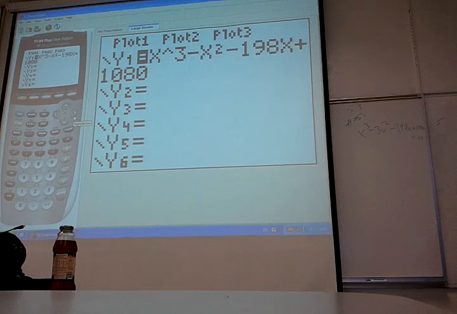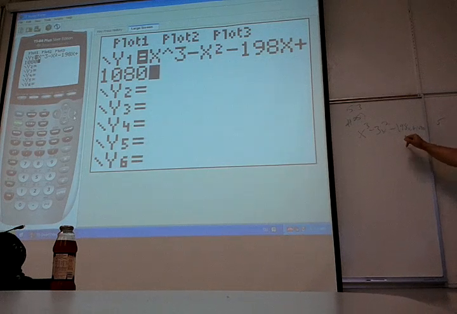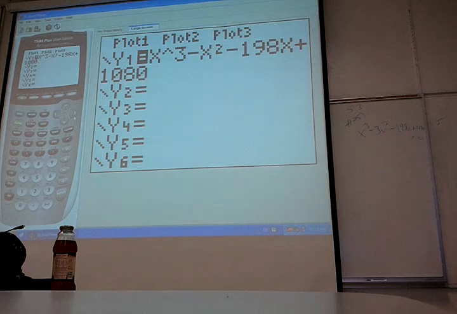Can somebody tell me what's the y-intercept for this function before you even graph it? 1080. I like it because when x is 0, the function is 1080, right? Now we're trying to force the function to be 0 and see what x has to be. And x could be several things. How are we doing? Everybody got that in there okay? And when you graph this, you should expect it to maybe look kind of funky.